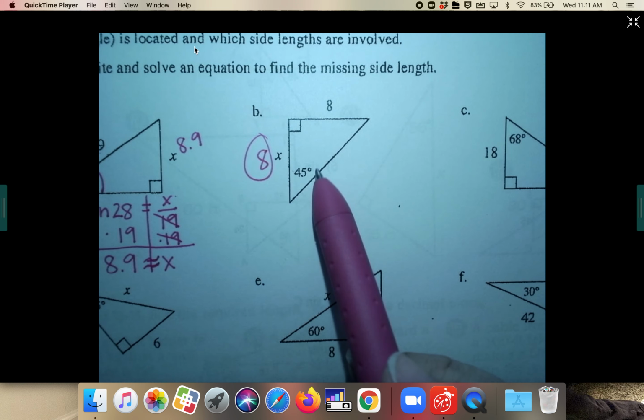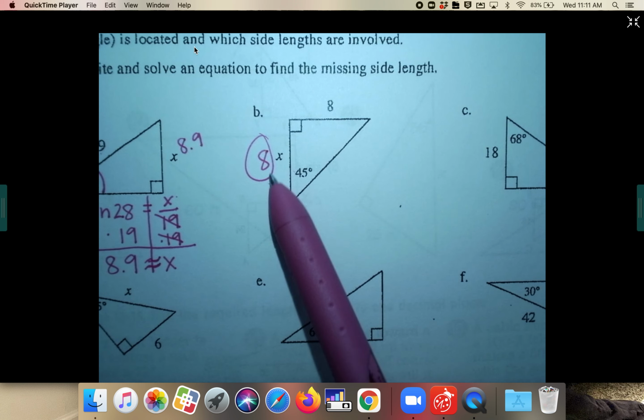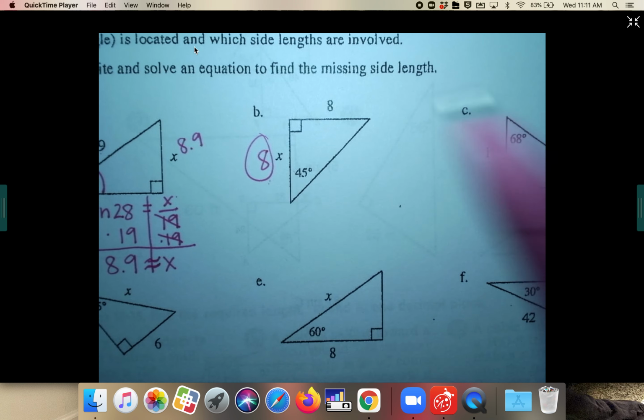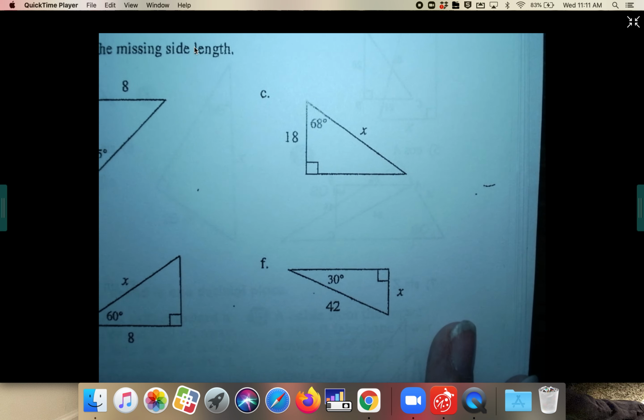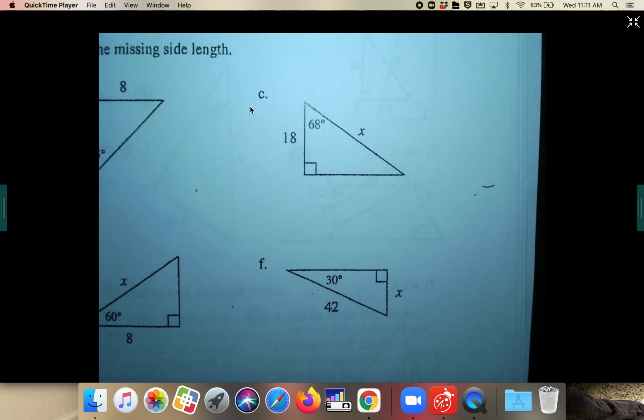But I promise, if you were to work this out and use a trig ratio, you would also get 8. This one would have come out evenly. All right, let's move on to C. So this is not a 30, 60, 90 or a 45, 45, 90 triangle. So you're going to actually have to choose a trig ratio and work this out.